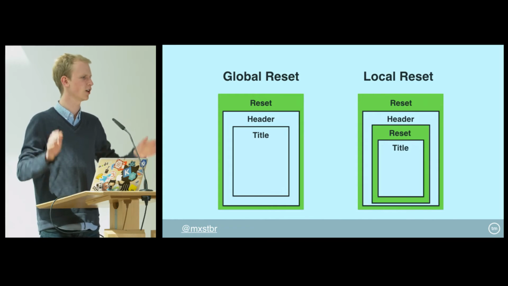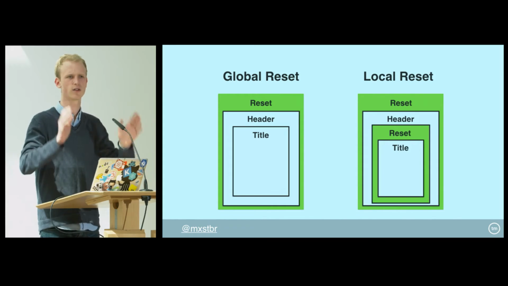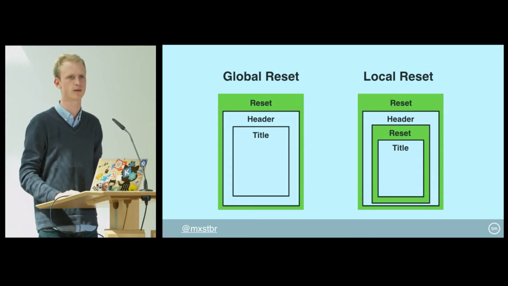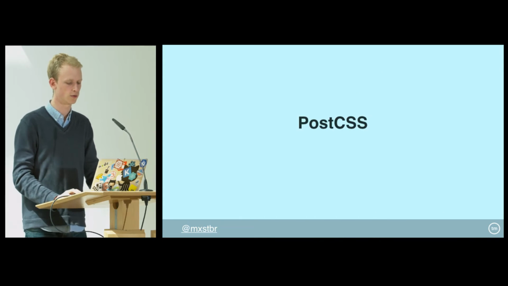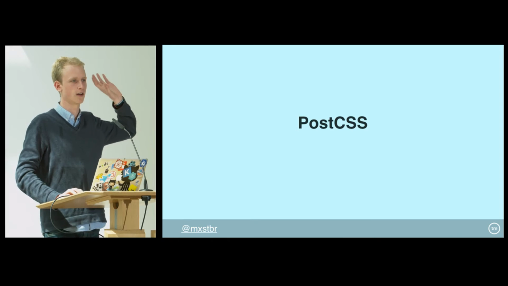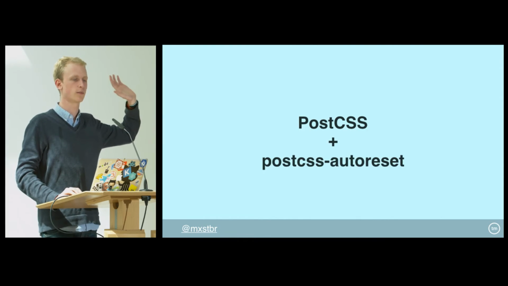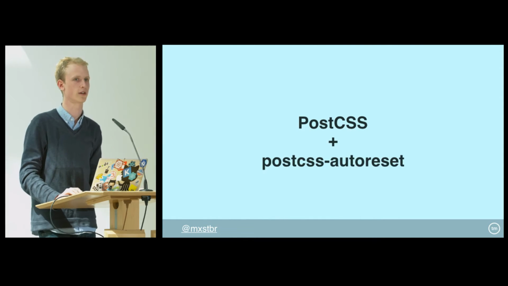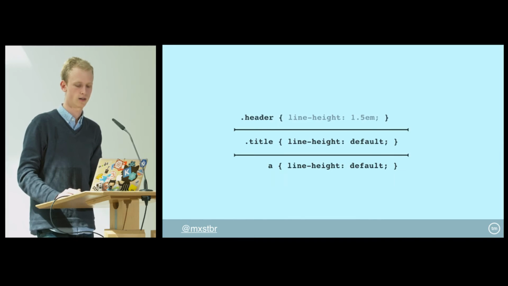What if we just said, all right, we don't care about the inheriting properties. Just set them to the default value, and then nothing can inherit anymore. That exists, and it's called an auto-reset. PostCSS is an awesome CSS preprocessor. I highly encourage you to check it out. But the point here is that it has a plugin called PostCSS Auto Reset that does exactly that.